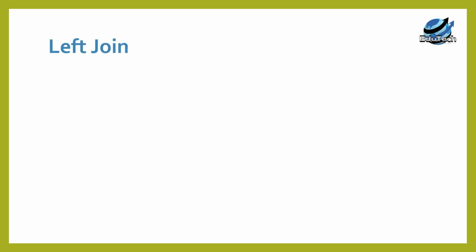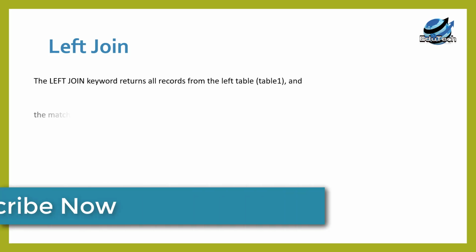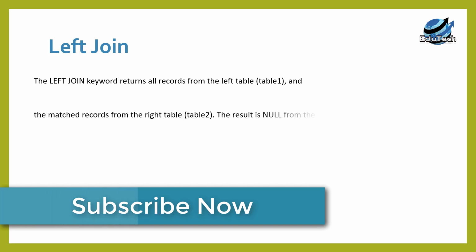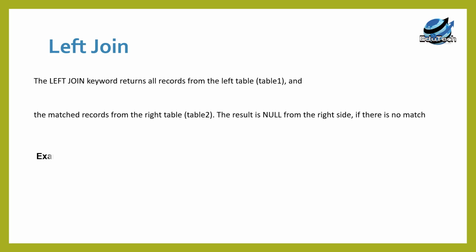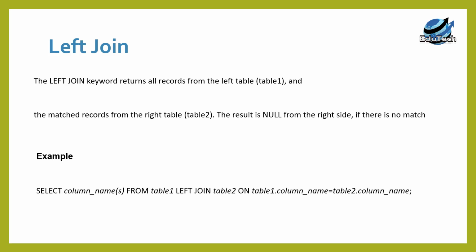Left join. The left join keyword returns all records from the left table, table 1, and the matched records from the right table, table 2. The result is null from the right side if there is no match. Example: select column names from table 1 left join table 2 on table 1.column name = table 2.column name.